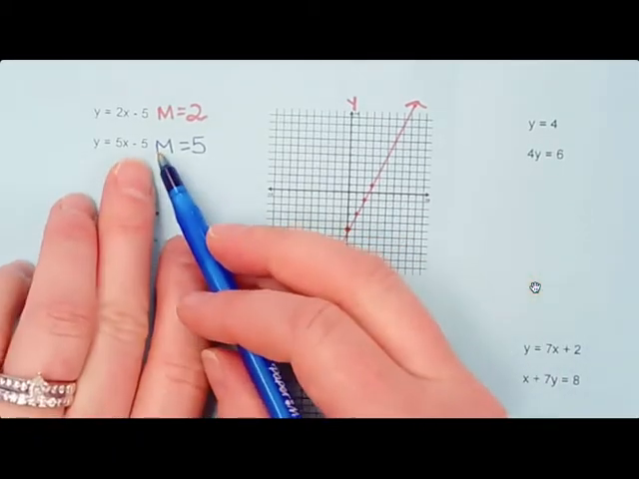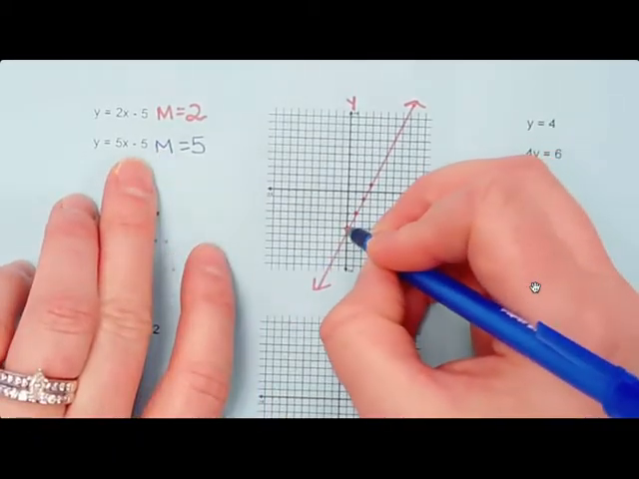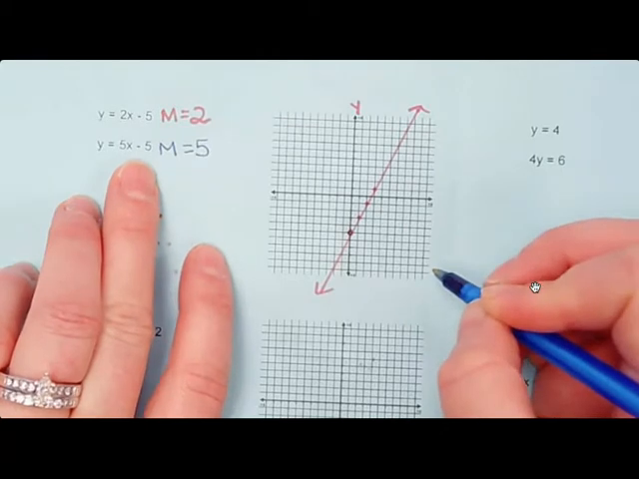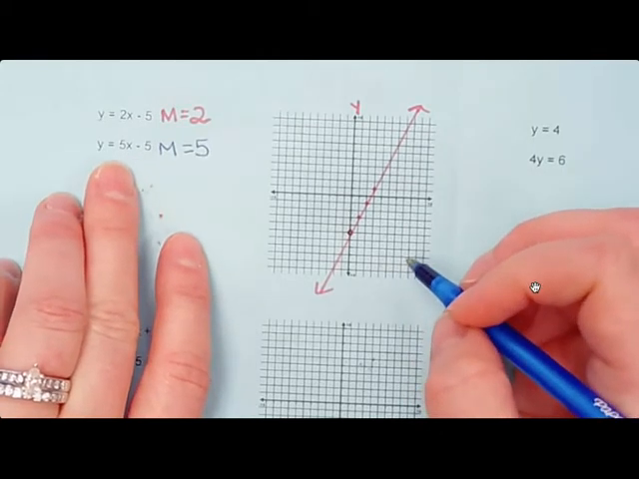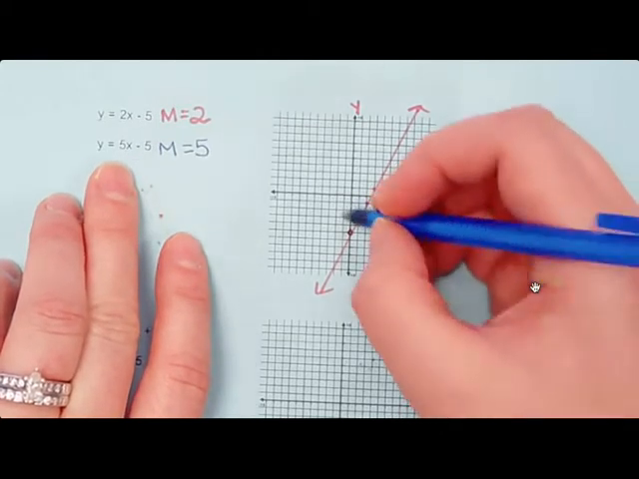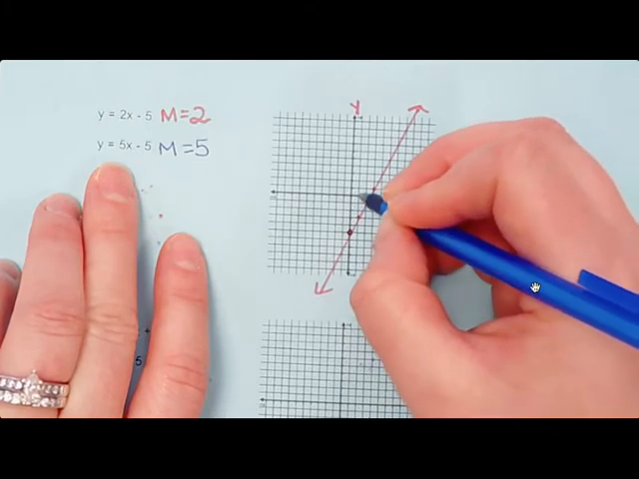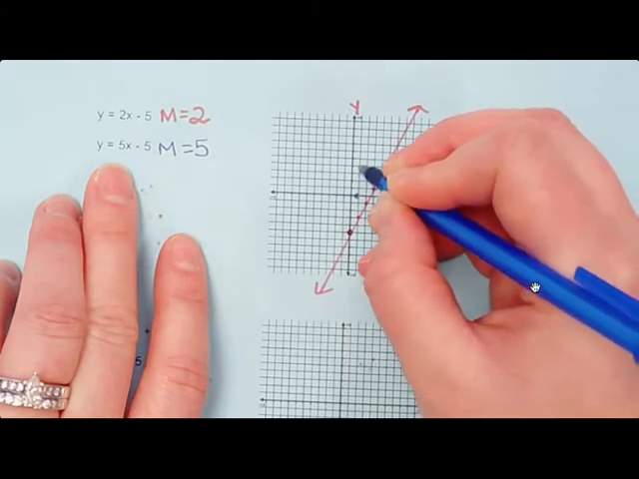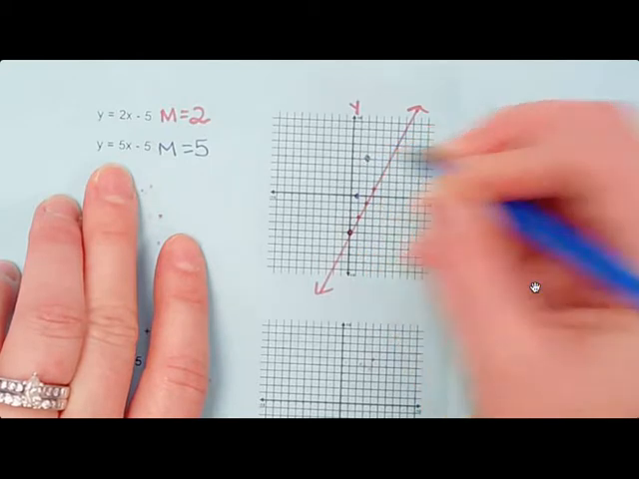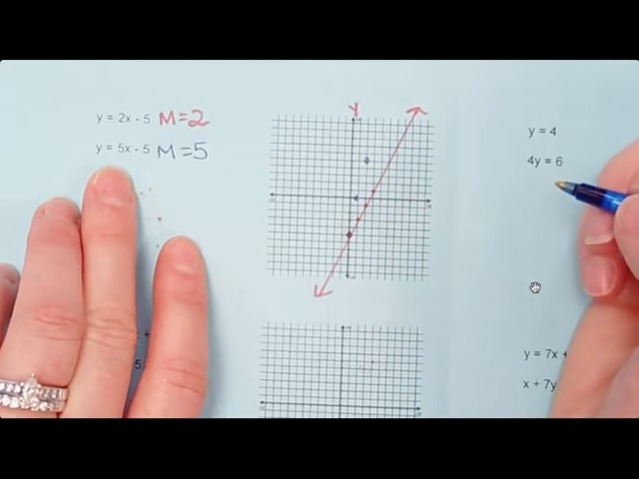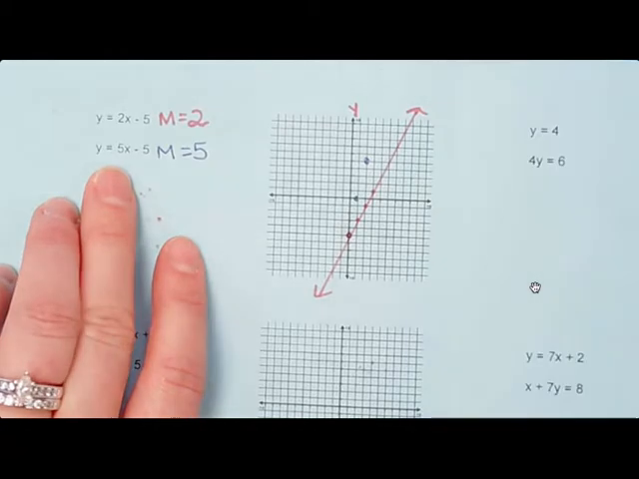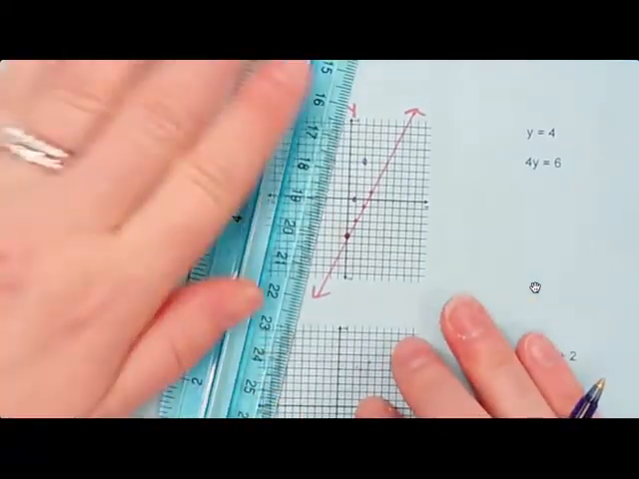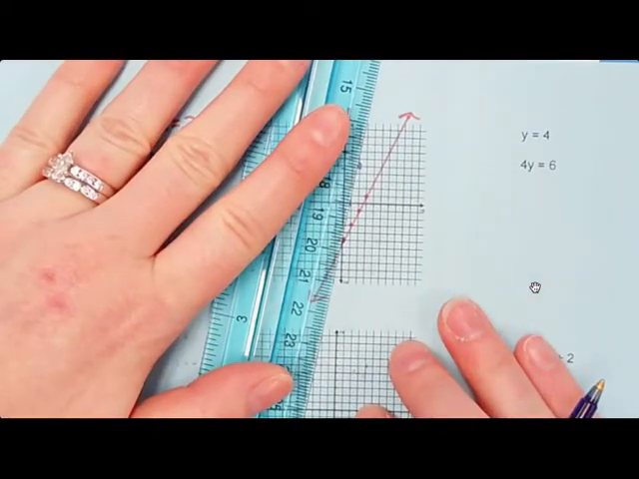Okay, so we need to graph the y-intercept first. So go down to negative 5. And then our slope here is 5. So that means I'm going to go up 5 over 1. Up 5 over 1. 1, 2, 3, 4, 5 over 1. 3 points is good to graph them. So now connect the points.